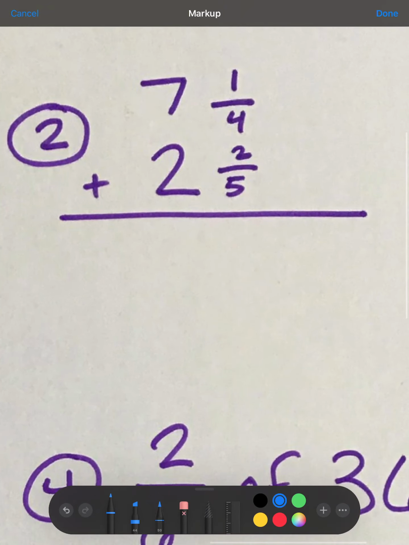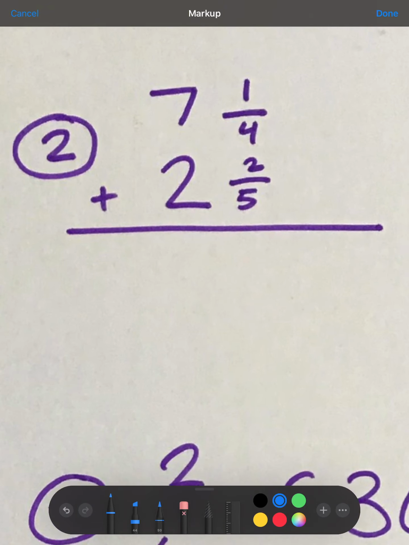All right, so I'm looking at my denominators. They're not the same. So I'm going to ask myself, can I turn that smaller denominator into the bigger one by multiplying? I can't turn a 4 into a 5 by multiplying. So I have to multiply them together. 4 times 5 gives me 20.